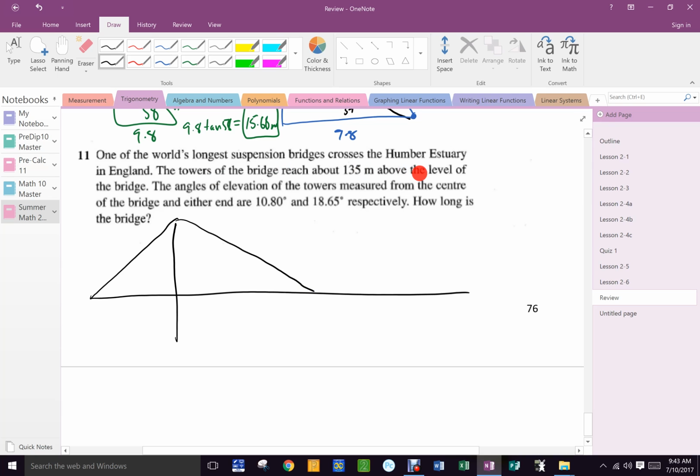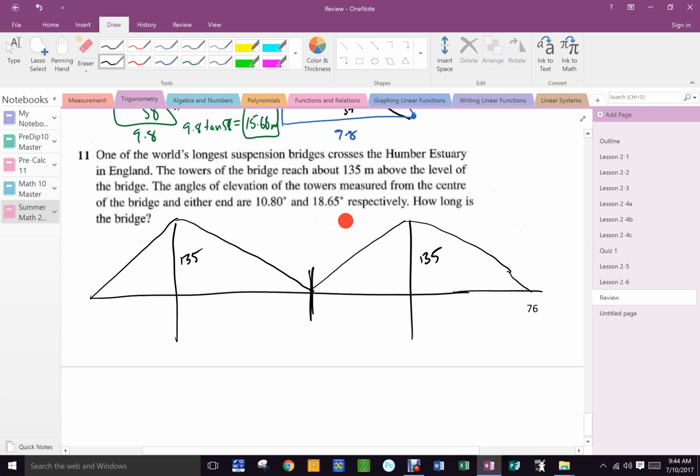Now, when you read this question, one of the world's longest suspension bridges is covered. The towers of the bridge reach about 135 above the level of the bridge. The angles of elevation of the towers, measured from the center of the bridge and either end. So, how many towers do I need? 2, because that's how many towers there are. So, the towers are 135 above the level of the bridge. There's the 135 because that goes up. The angles of elevation of the towers from the center of the bridge and either end are 10.8 and 18.65.